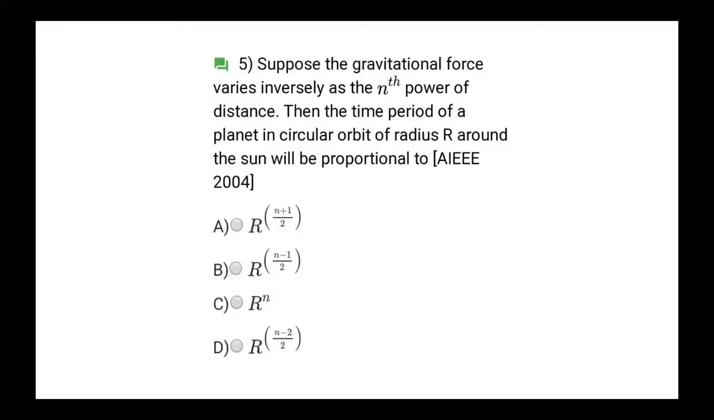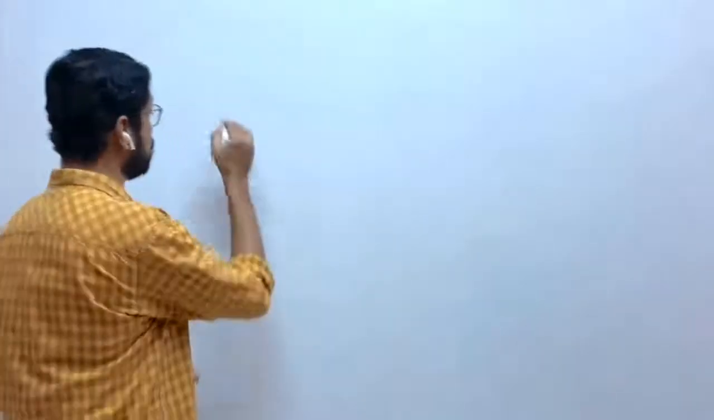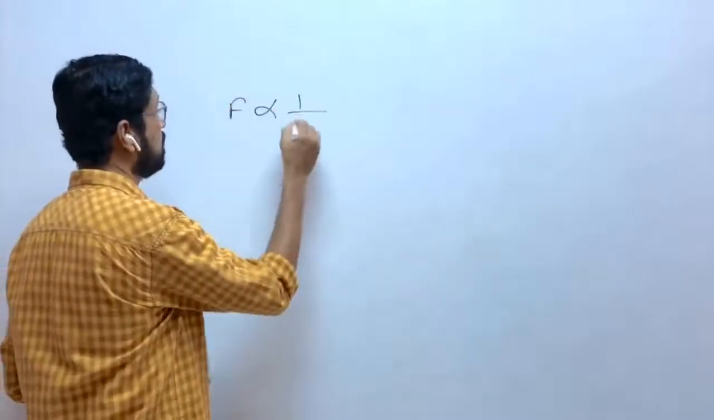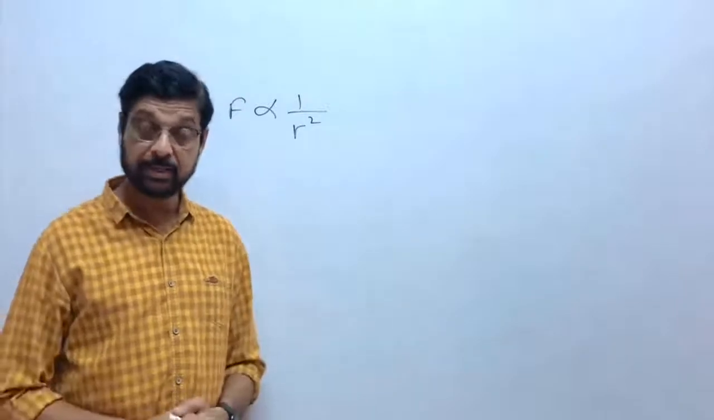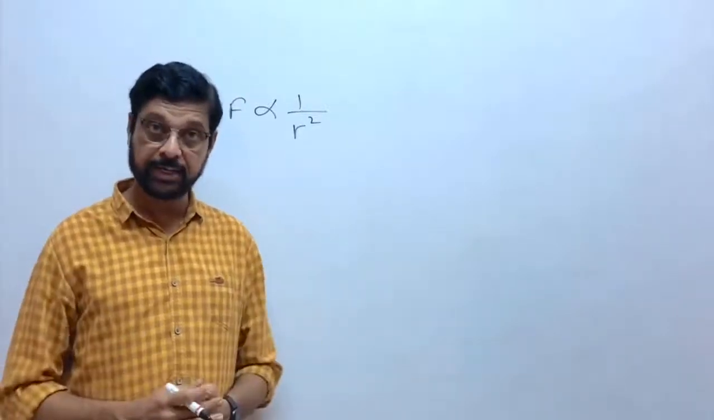Suppose the gravitational force varies inversely as the nth power of distance, then the time period of a planet in circular orbit of radius capital R around the sun will be proportional to... Actually, the gravitational force varies as the inverse square of the distance, that is Newton's law of gravitation.